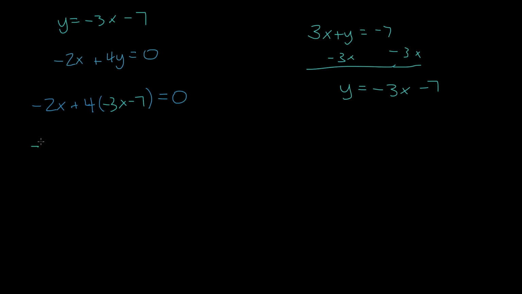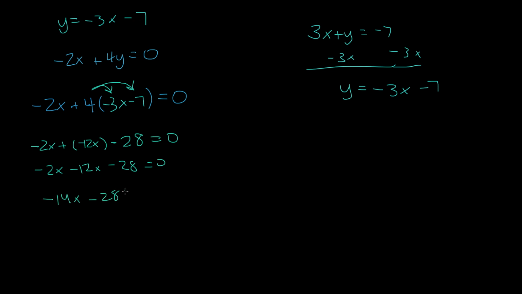So we have negative 2x plus 4 times negative 3x, which is negative 12x. Remember, we're distributing the 4 to both. So for the first one, we're going to get negative 12x, and then 4 times negative 7, which is going to subtract 28. So that's going to be equal to 0. So we're going to have minus 2x minus 12x minus 28 is equal to 0. And so combining like terms, we're going to get minus 14x minus 28 is equal to 0.